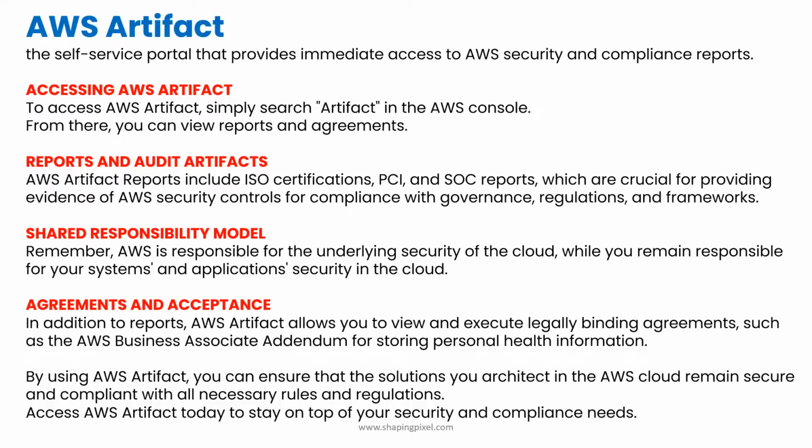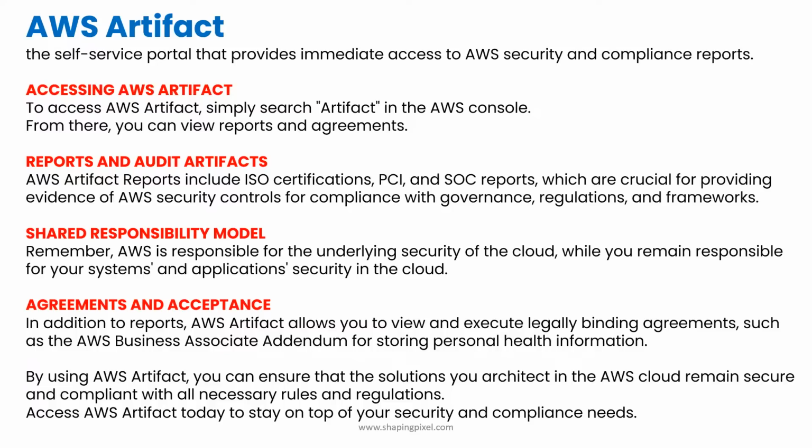So, AWS Artifact, the self-service portal that provides immediate access to AWS security and compliance reports. To access AWS Artifact, simply search Artifact in the AWS console. From there, you can view reports and agreements. AWS Artifact reports include ISO certifications, PCI, and SOC reports, which are crucial for providing evidence of AWS security controls for compliance with governance, regulations, and frameworks.